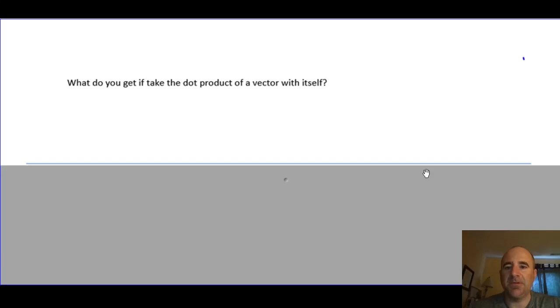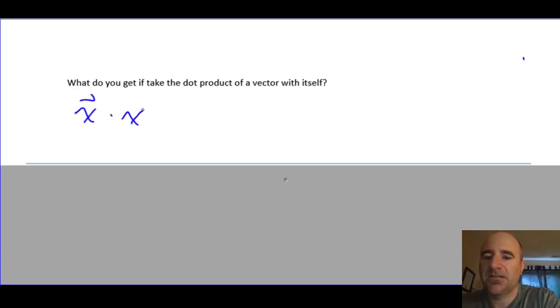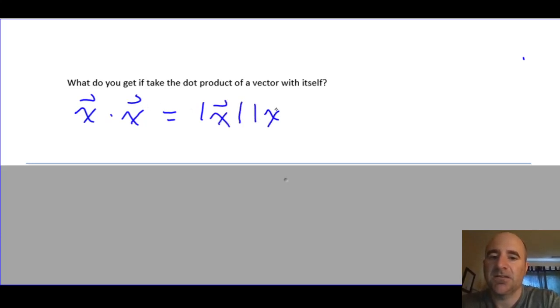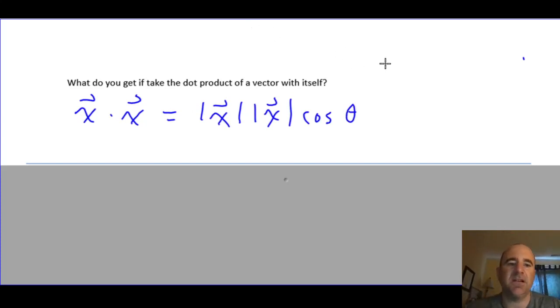Let's think about what happens if you take a vector and you dot it with itself. So let's say we've got vector x and we want to dot it with vector x. Well, it's the magnitude of x times the magnitude of x times the cosine of the angle between them. Well, x is the same vector. So if we have one vector on top of another vector, the angle between them, theta, must be equal to 0 degrees.